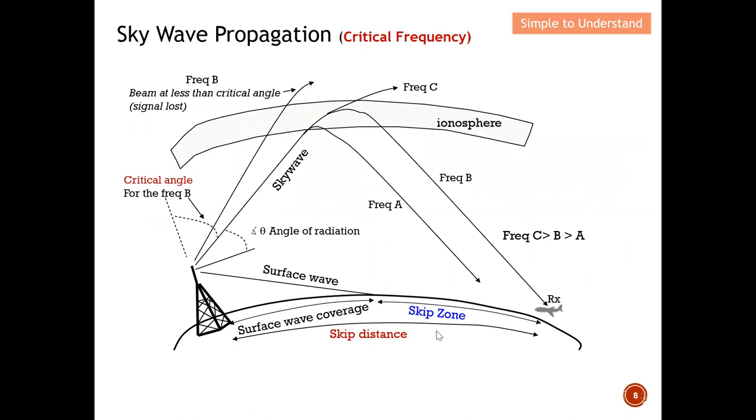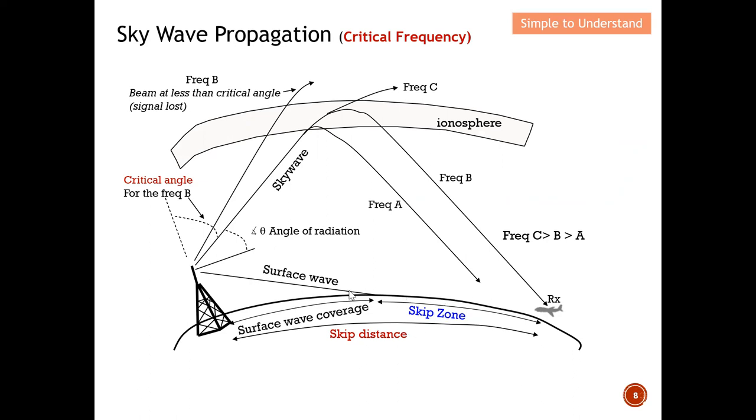These are the two definitions I mentioned earlier, the skip distance and the skip zone. The skip distance is basically the minimum distance that the sky wave needs to have. For example, in this case here, this is the minimum distance. For example, I have a critical frequency and a critical launch angle. I throw the stone. Can you imagine this? This thing finally comes back and lands onto the Earth. So this is what we call the skip distance, which means that this part is not covered by the sky wave. Can you understand what I want to say? This area is not covered by any of the sky wave.